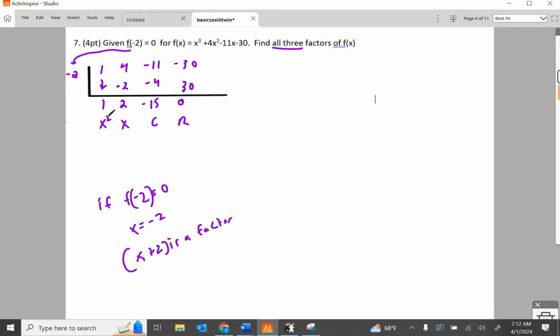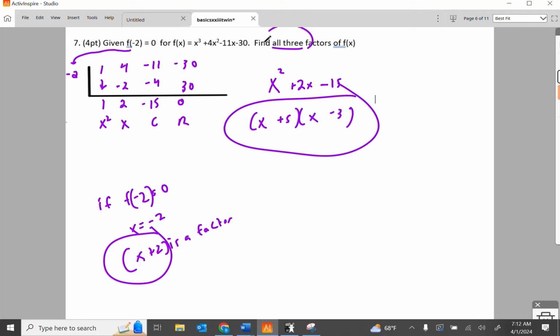And then I'm going to rewrite this as an expression that I can factor. That's x squared plus 2x minus 15. And it will factor. Factors of 15 that add to 2 are going to be positive 5 and minus 3. And it takes an x and an x to make an x squared. So here's a factor. Here's 2 more. Found 3 of them. It's really how hard that question is.